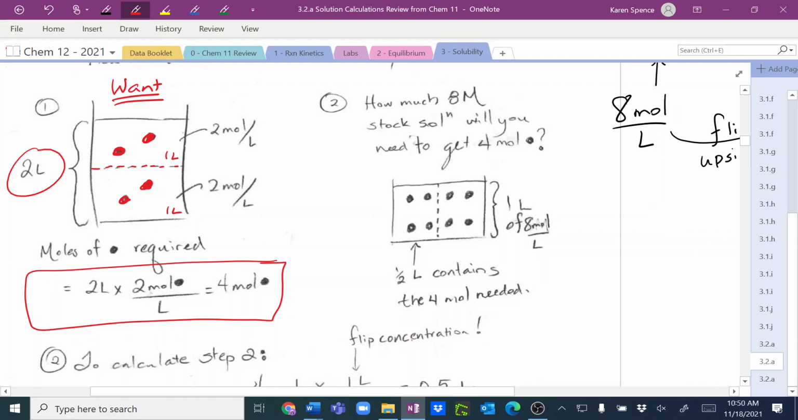Now we're figuring out how much of the stock solution we need. Well, if I draw out the stock solution, if this whole thing is 1 liter, yes, there are 8 moles per liter, 1, 2, 3, 4, 5, 6, 7, 8. If I was to use 1 liter, I would have too many of the dots, yes? So I'm just going to use a half a liter, and that will give me the 4 moles that I'm going to need in order to make that solution.